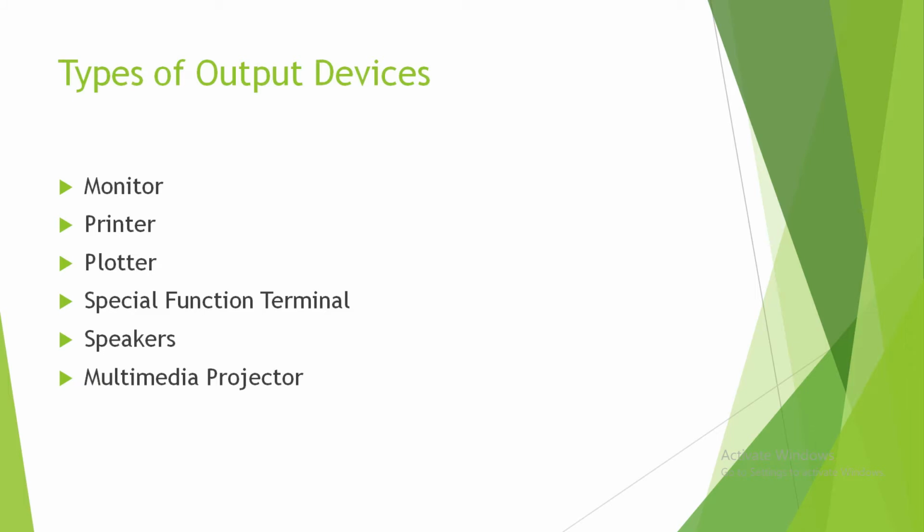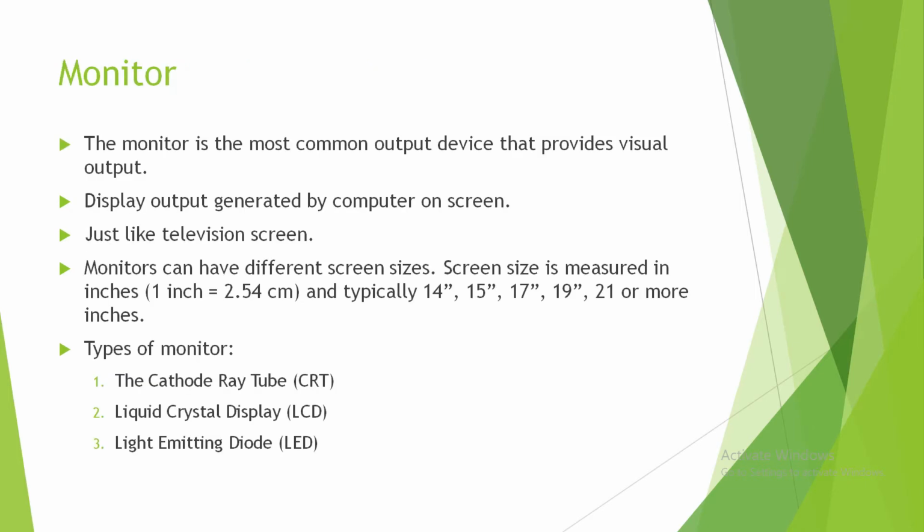Next, the various types of output devices: monitor, printer, plotter, special function terminal, speakers, multimedia projector. Now we will discuss monitor. Monitor is also known as visual display unit. It is the most common output device that provides visual output. It is just like a television screen.